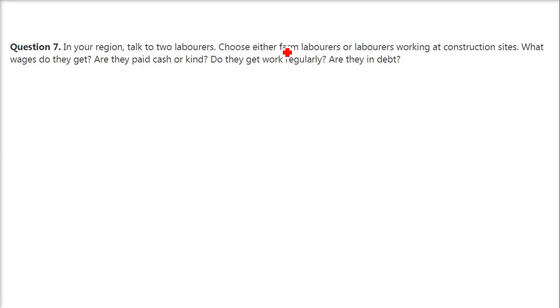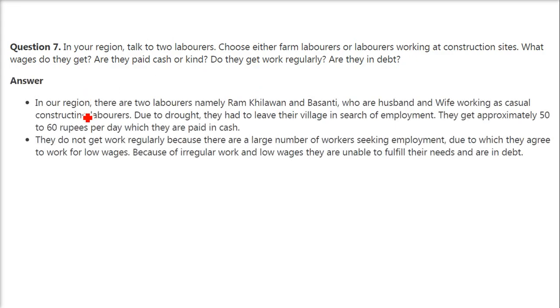In your region, talk to 2 laborers. Choose either farm laborers or laborers working at construction sites. What wages do they get? Are they paid cash or kind? Do they get to work regularly? Are they in debt? So this is the answer you need to give.